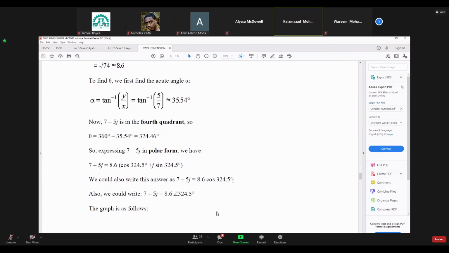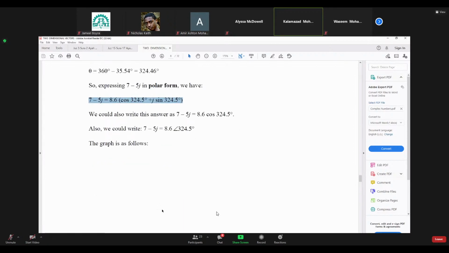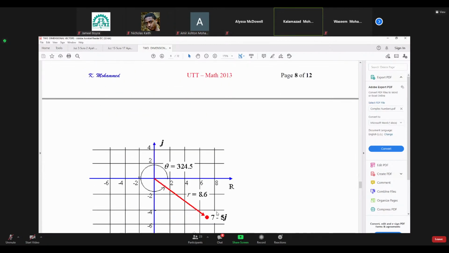Yeah, we're missing out the j sine part. So we can write it as, again, remember we use the symbol in the middle here. So stick with this. All right, r cos theta plus j sine theta. All right, and then we represent that on our graph down here.